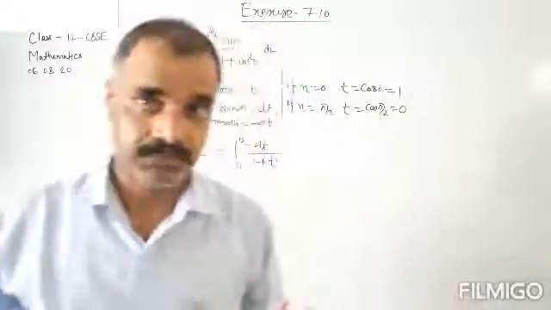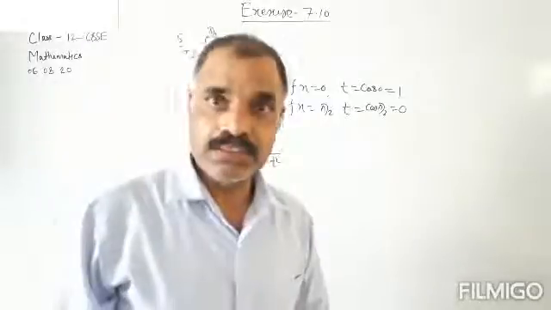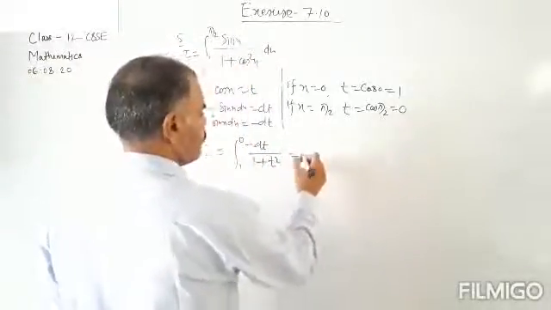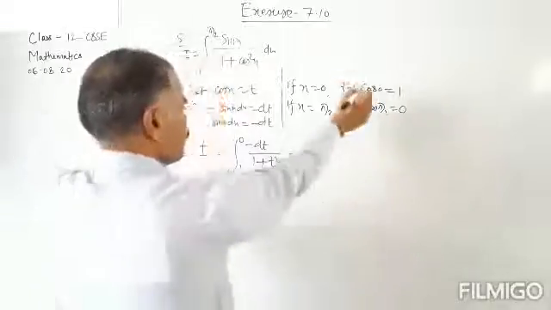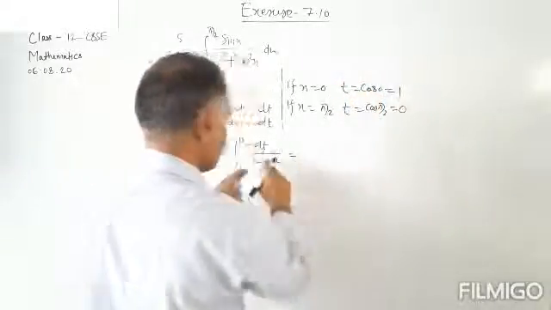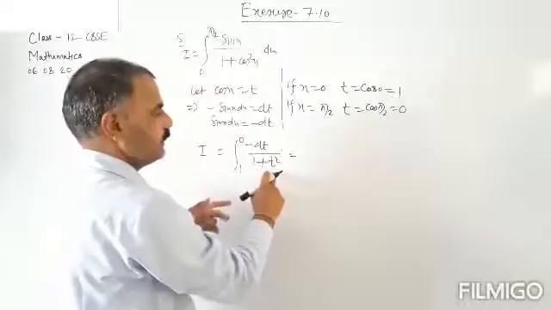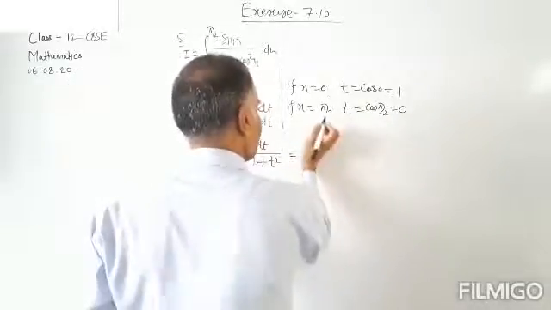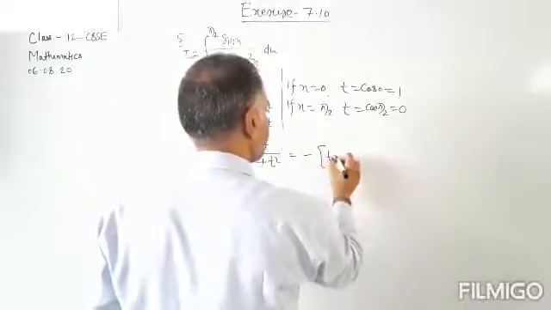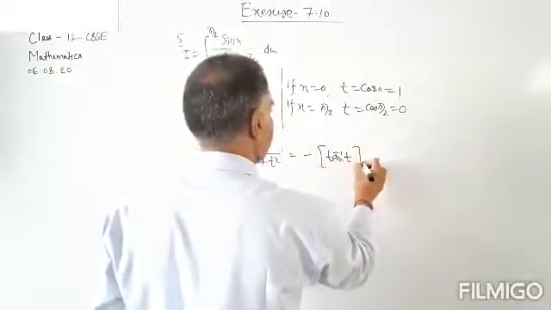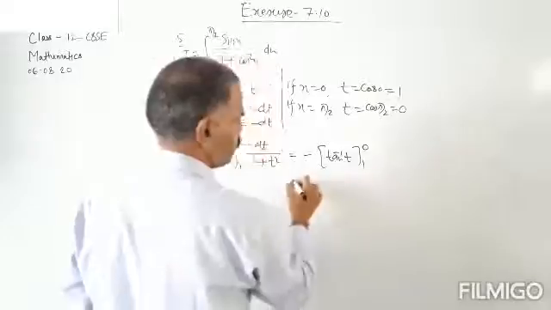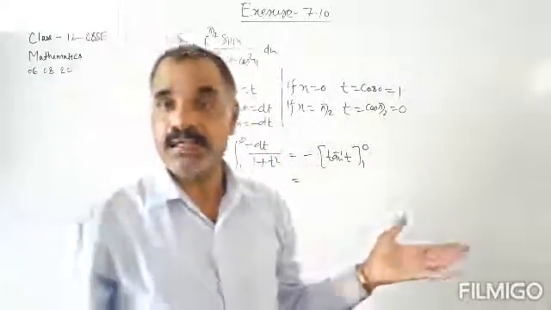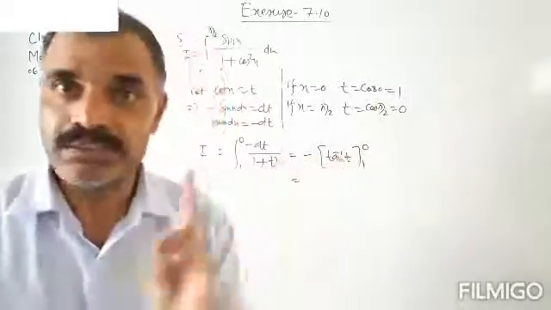Okay, so the new integration is this. Substitution is complete. Now to integrate this, minus dt upon 1 plus t square, that is cot inverse t, or let us take minus tan inverse t. Tan inverse t, limit varies from 1 to 0. So integration is also complete, only one step.